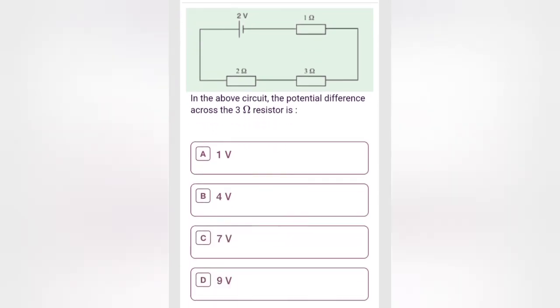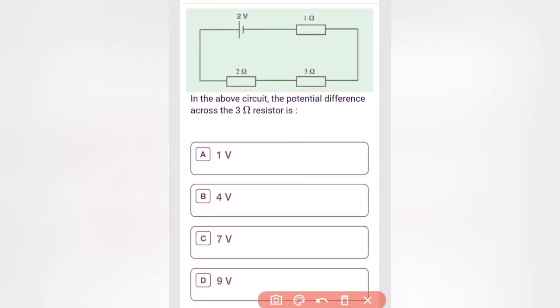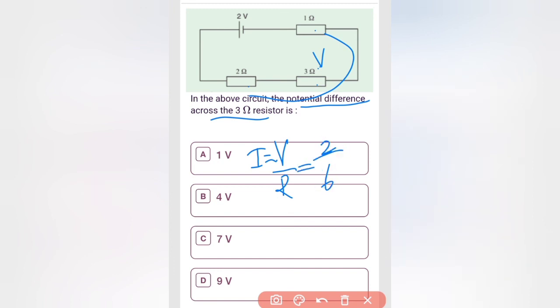In this question, we need to find the potential difference across the 3 ohm resistor. So first of all, we need to find the current. Current is equal to voltage by total resistance. You should add all these three resistances: 3 plus 2 is 5, 5 plus 1 is 6. So it is 2 divided by 6, since the total voltage here is 2. So it is 1 by 3. That is going to be the current.